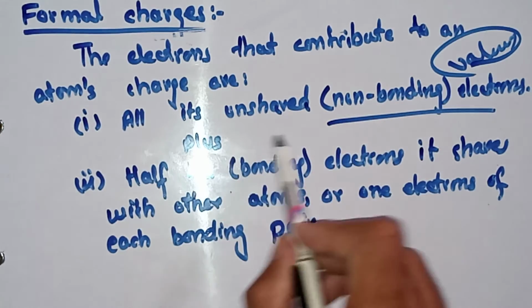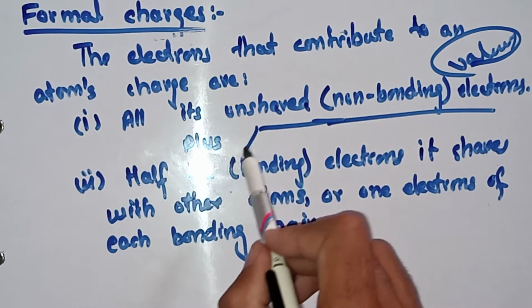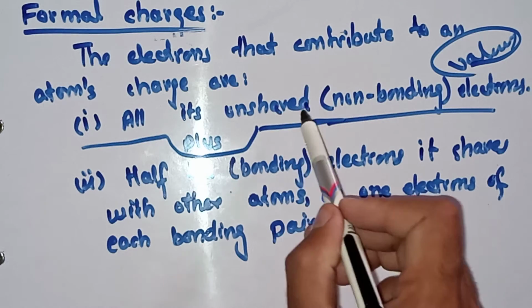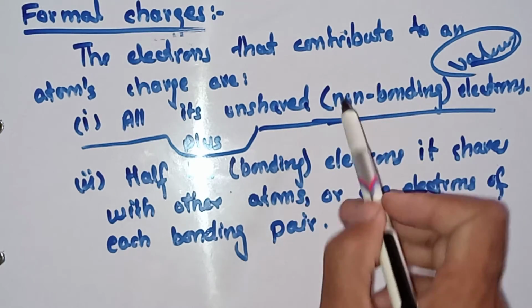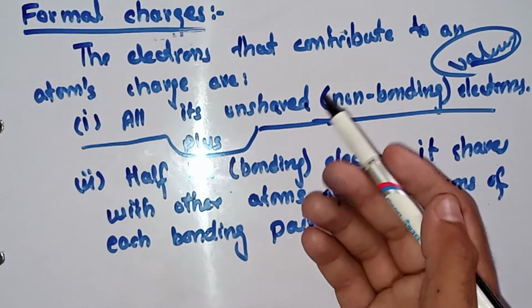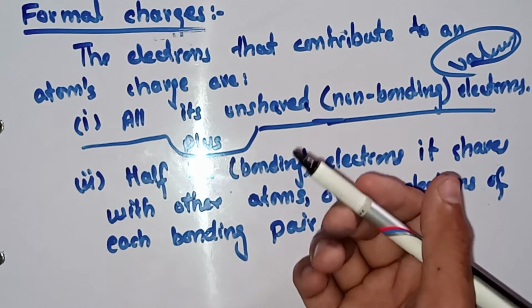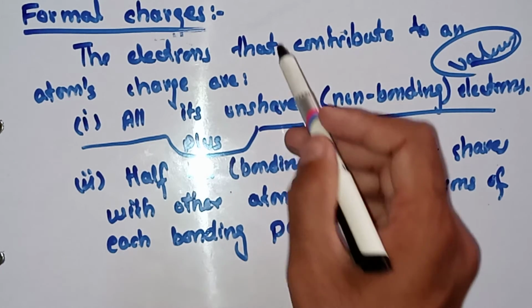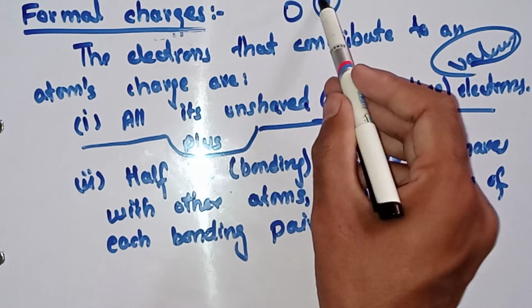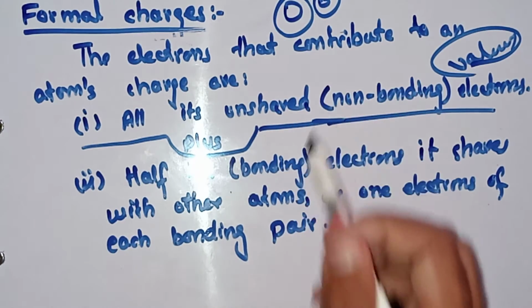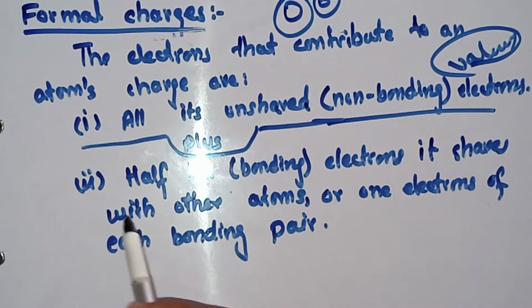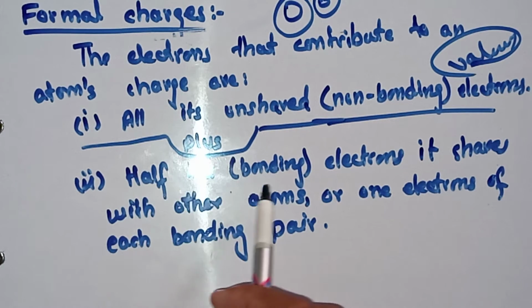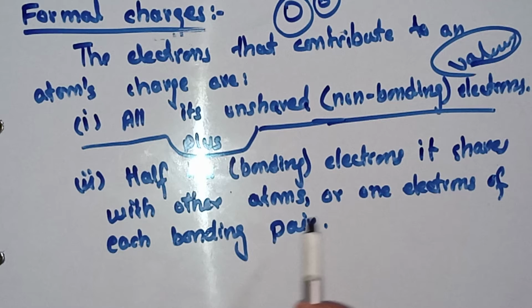Or you can say the group of the atom. The group of the atom means the electrons in the valence shell. For example, oxygen is in group 6, so oxygen has 6 electrons in the valence shell. In addition, half the bonding electrons it shares with other atoms, that is, 1 electron from each bond. If you know these two things, then you can calculate the formal charges.